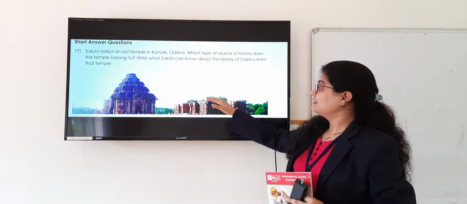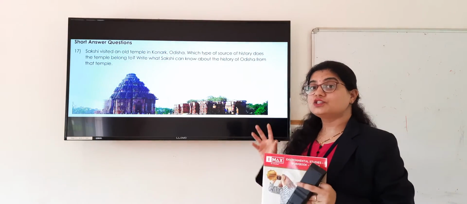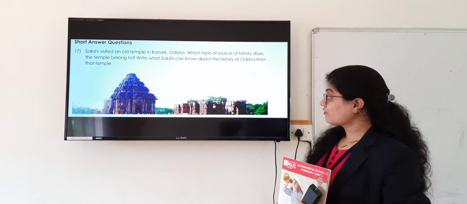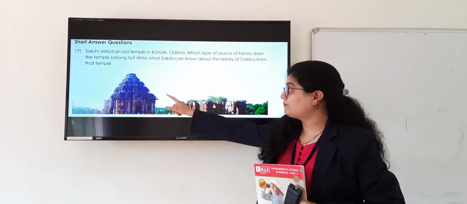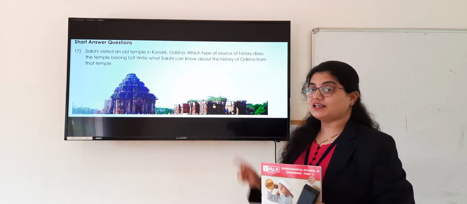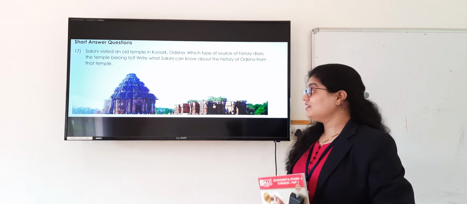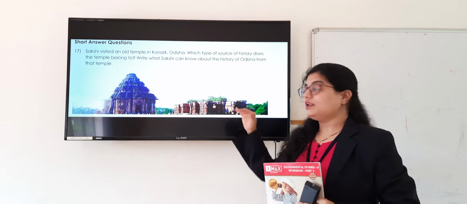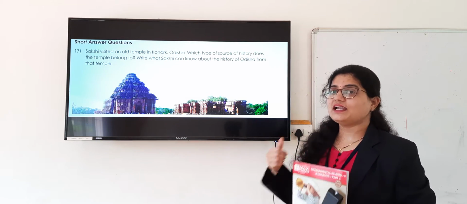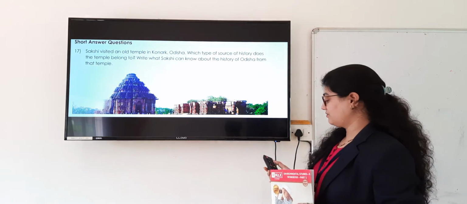Now from this she can also come to know the material which is used to make this temple. And from the carvings on these pillars, the life of the people who were there in the past is shown. So Sakshi comes to know about the life of the people of the past. Let us move toward the next question.